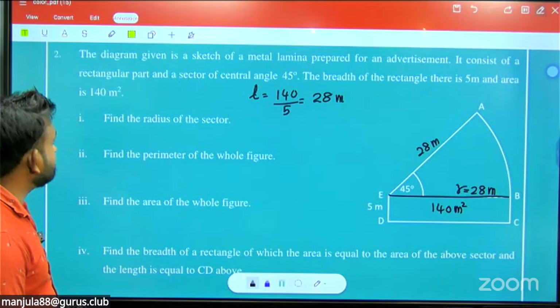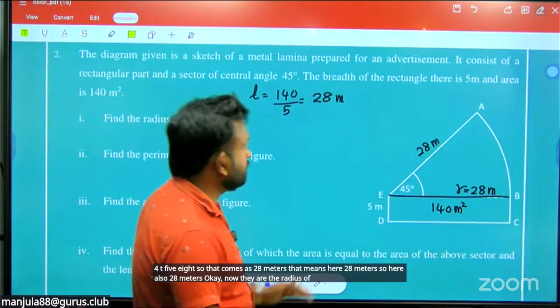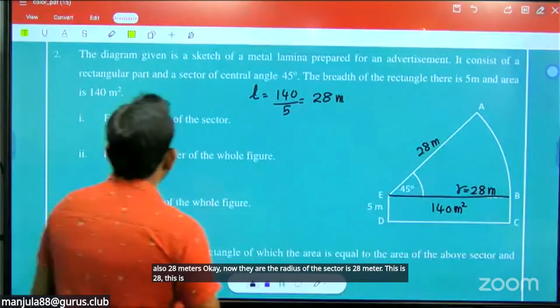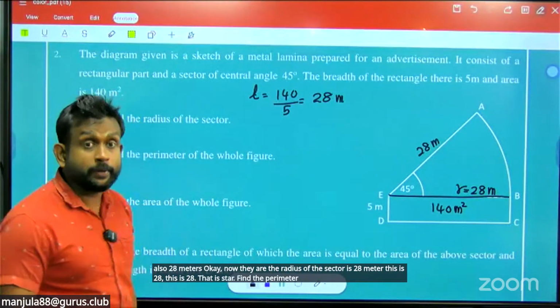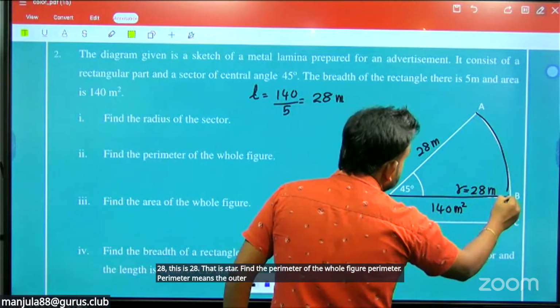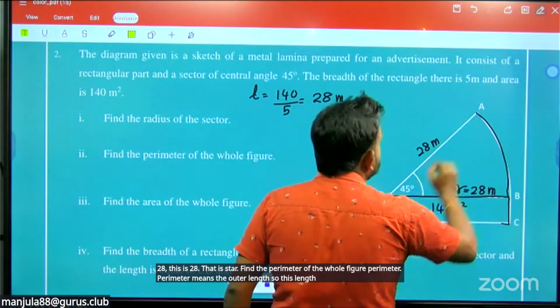Okay, now the radius of the sector is 28 meters. This is 28, this is 28. That is done. Find the perimeter of the whole figure. Perimeter means the outer length, so this length plus this, everything.